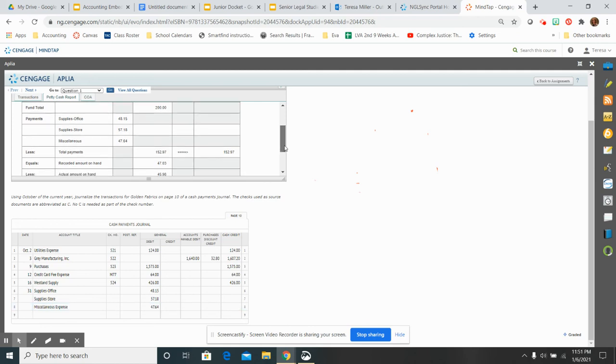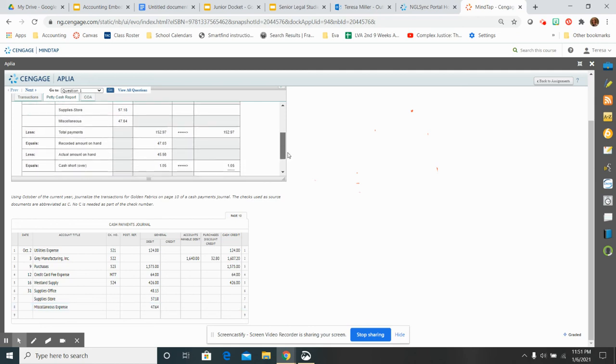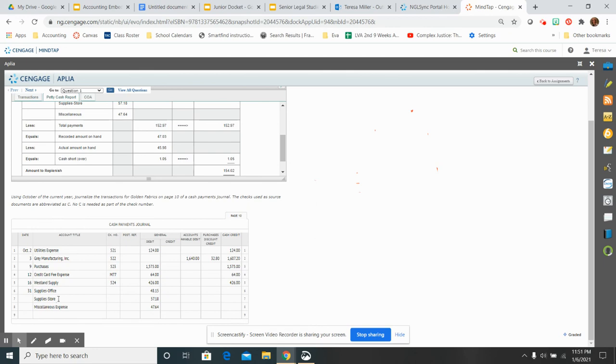And did we have any cash short or over? Yes. Okay, so we had cash. Do you know which one it is? It's a cash short. If it would be cash over, it would have a parentheses around it. Okay, but it is a cash short. The account title is cash short and over.